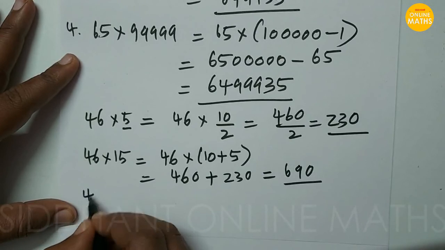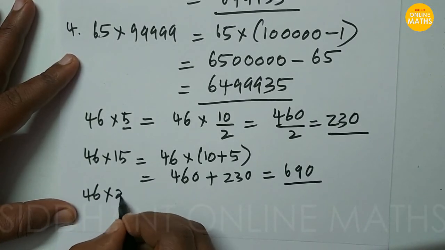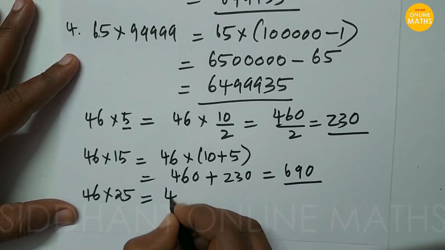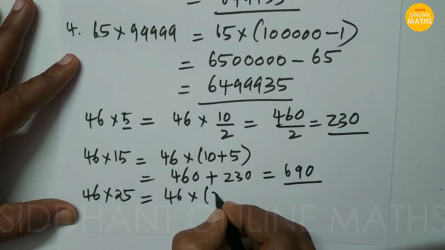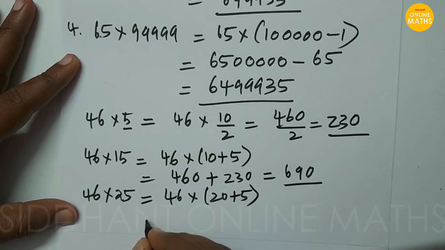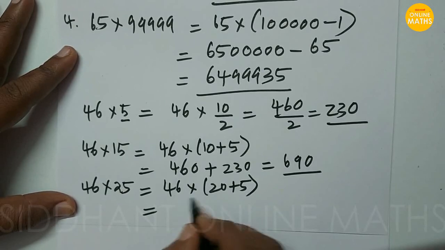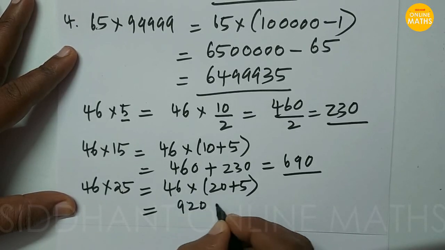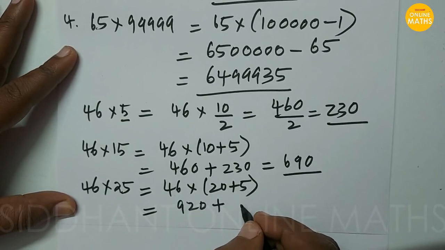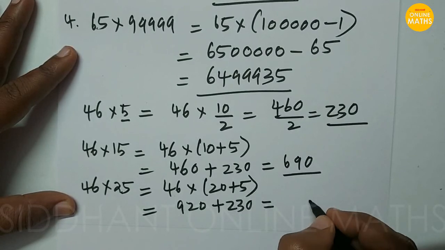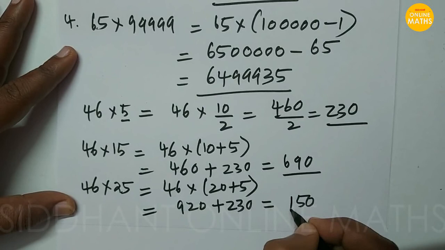And in the same way increasing the size here, 46 into 25. Now 25 can be written as 20 plus 5. 46 into 20 plus 5. Now multiplying with 0, you see here 46 into 20, it will be 920 plus 46 into 5, it will be 230, and when you are going to add this you see 0 here, 5 here, after that 1 1. So 1150 you are going to get the answer.